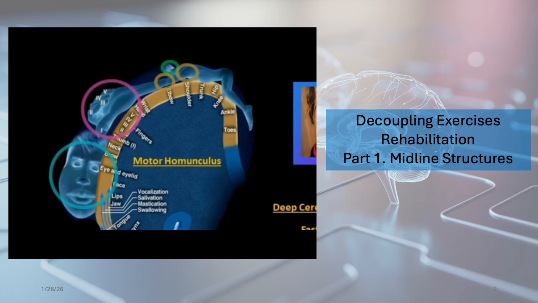The globose and emboliform nuclei. Moving to the globose and emboliform nuclei, you can see that they're relatively small. That's because the movements of the shoulder and hip and the elbow and knee are not as complex as those of the fingers and the muscles of facial expression.